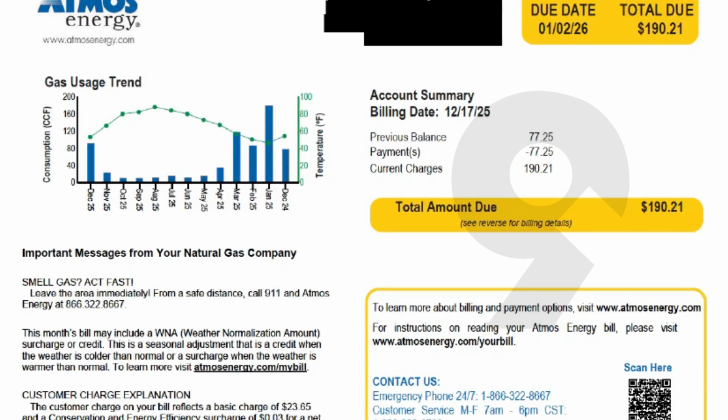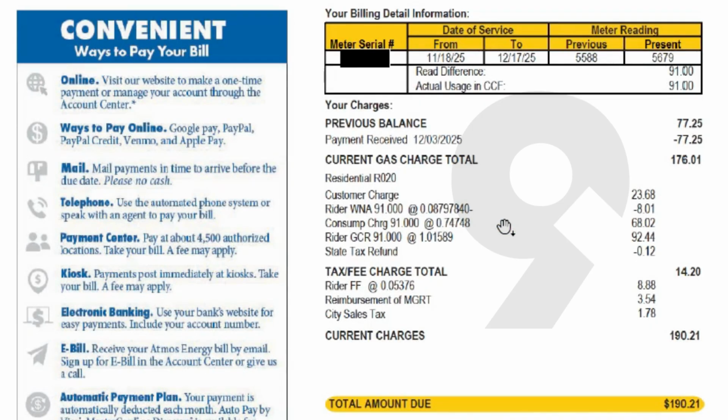So what I want to show you is that the previous bill, $77.25. And again, my current bill, $190.21. A lot of that has to do with supply and demand. It got a little colder. I think my average temp was like 50 something degrees versus the 60 something degrees that was the previous month. And our usage actually went up. So with that being said, yes, our usage is going up. The most important thing here is to understand why that is.